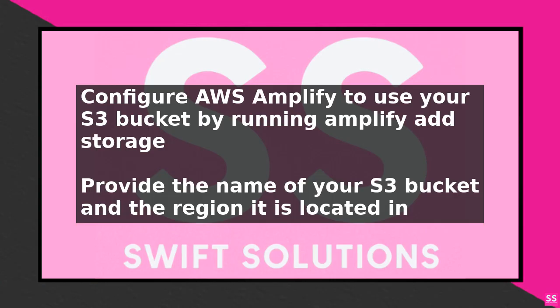Best practices for using AWS Amplify with S3 include using IAM roles to control access to your S3 bucket, using versioning to track changes to your files, and using lifecycle policies to manage the retention of your files. Additionally, you can use AWS Amplify to manage access to your S3 bucket by creating IAM policies that define what actions can be performed on your bucket.